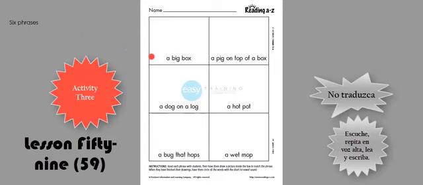A big box. A pig on top of a box. A dog on a log. A hot pot. A bag that hops. A wet mop. A big box. A pig on top of a box. A dog on a log. A hot pot. A bag that hops. A wet mop.